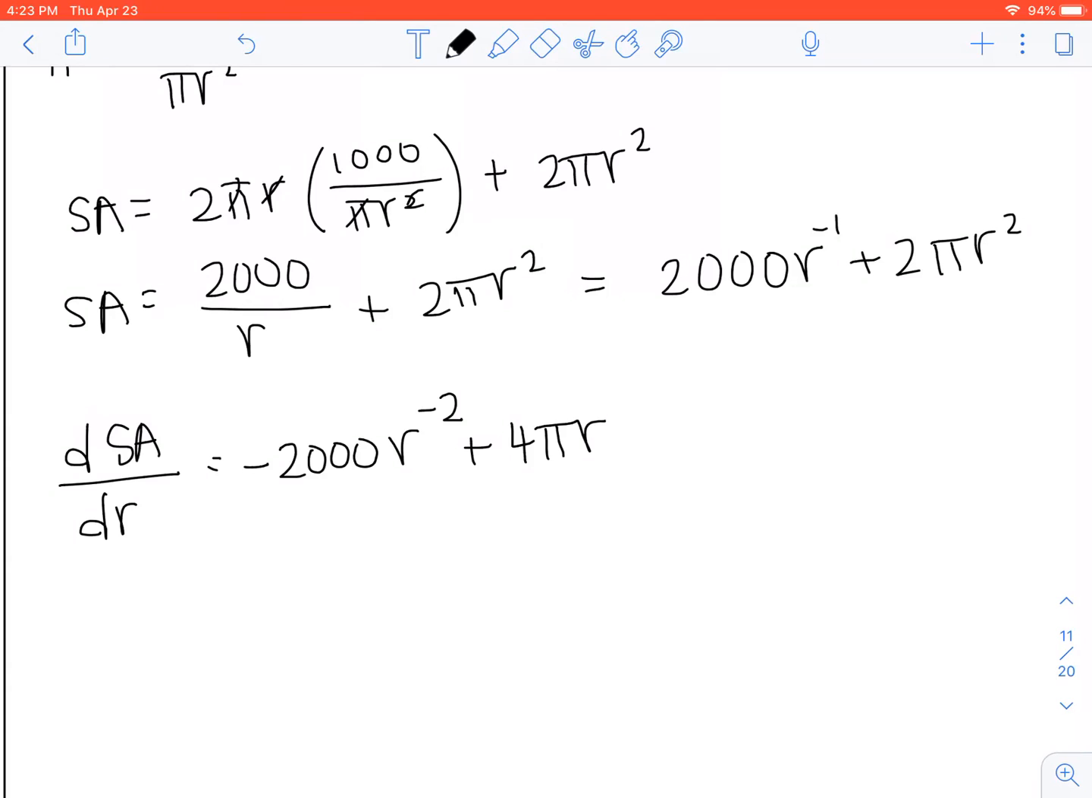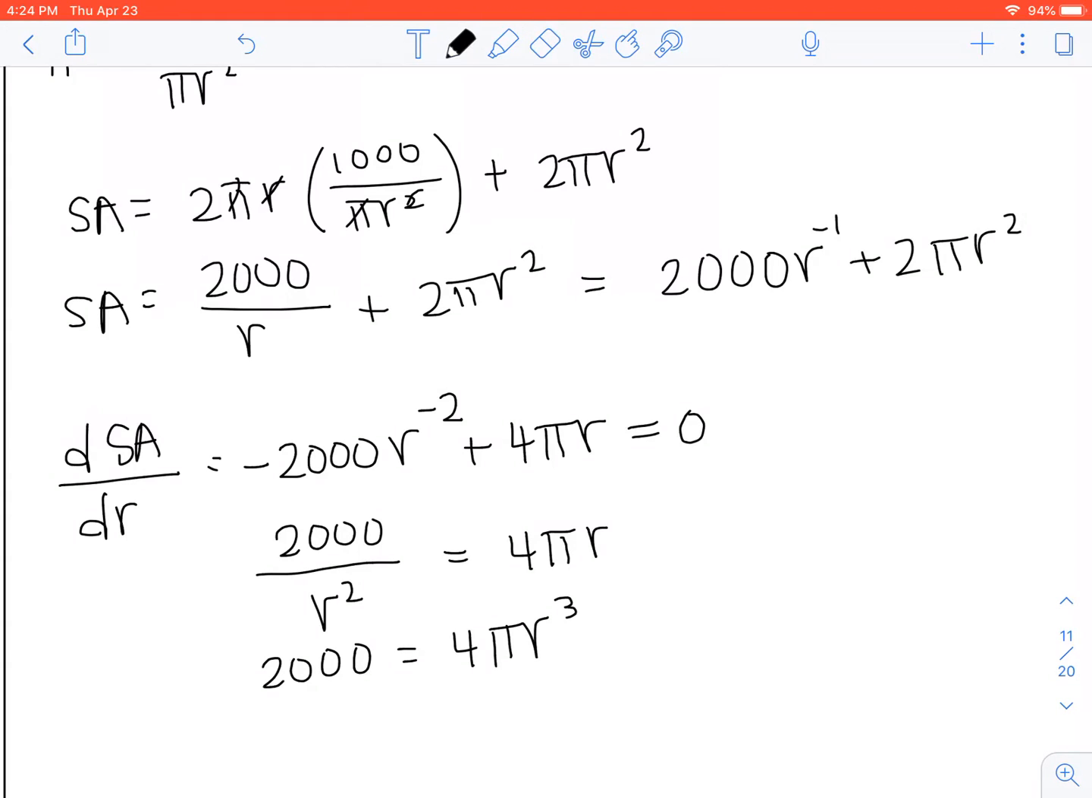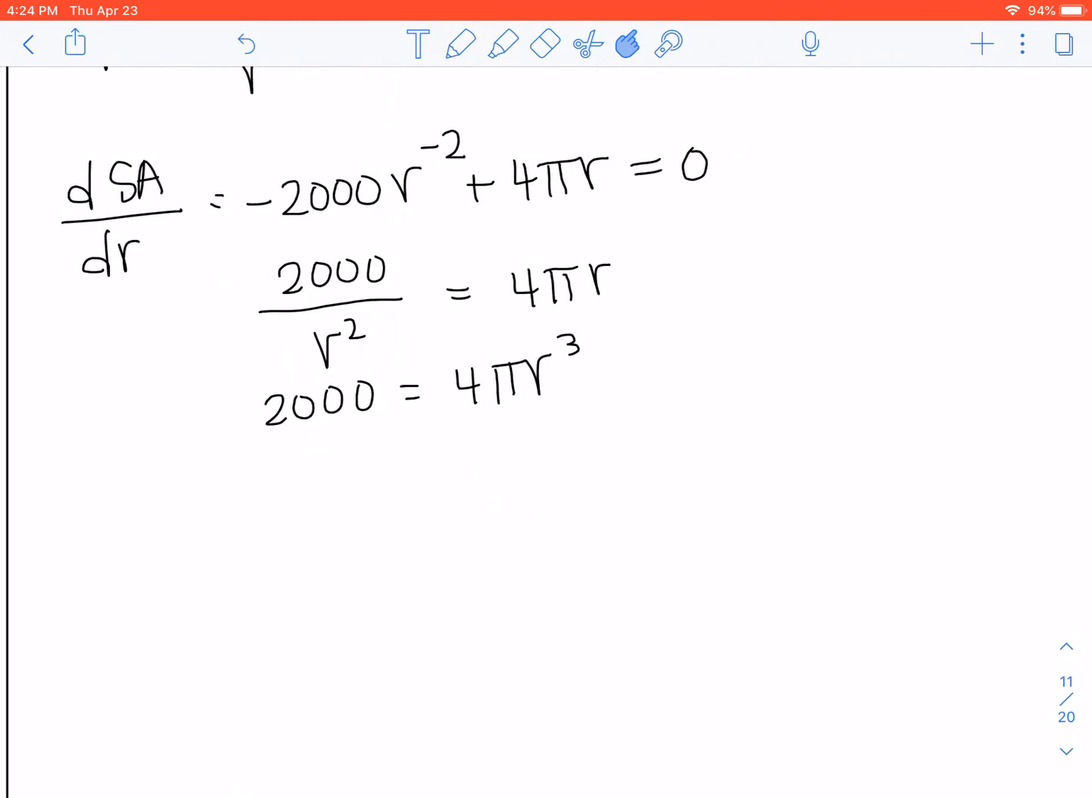Remember, pi is just a constant. Set this equal to 0. And if we are going to solve this, we would have 2,000 over r squared is equal to 4 pi r. Just rewriting that without a negative exponent and moving the r squared to the other side of the equation. And then to get r by itself, I can multiply both sides by r squared. So I have 2,000 equals 4 pi r cubed.